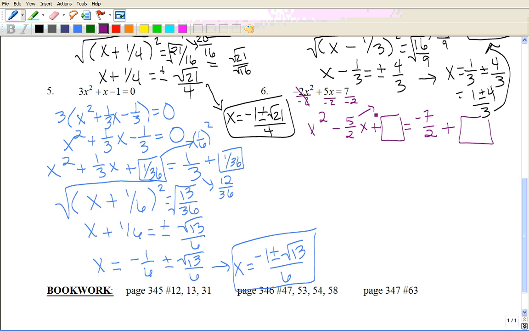So here I've got b over 2. So half of 5/2 is 5/4. So 5 squared is 25, 4 squared is 16. So I'm going to put 25 over 16 in each of the boxes.